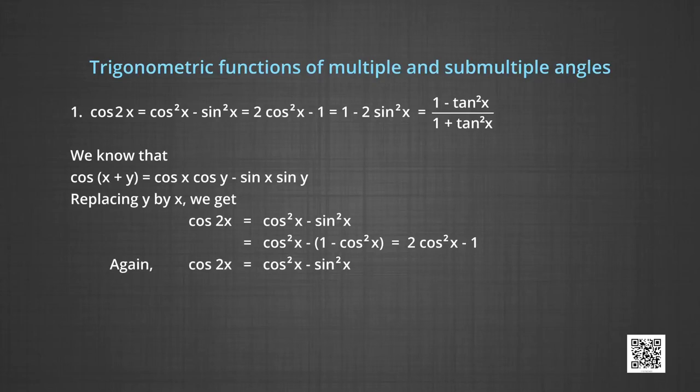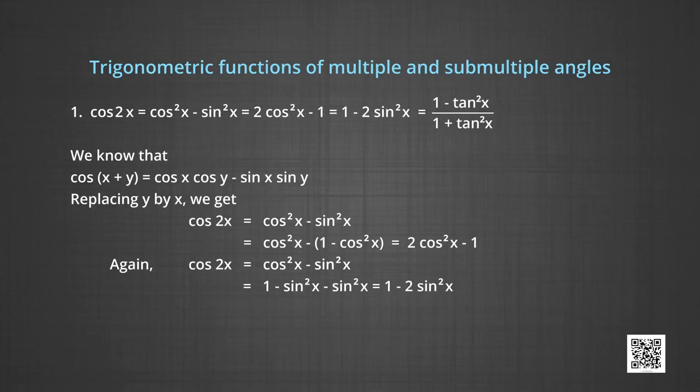Again, cos 2x is equal to cos square x minus sin square x. To express this in terms of sin square x, we substitute cos square x by 1 minus sin square x. So, cos 2x is 1 minus sin square x minus sin square x, which is equal to 1 minus 2 sin square x.